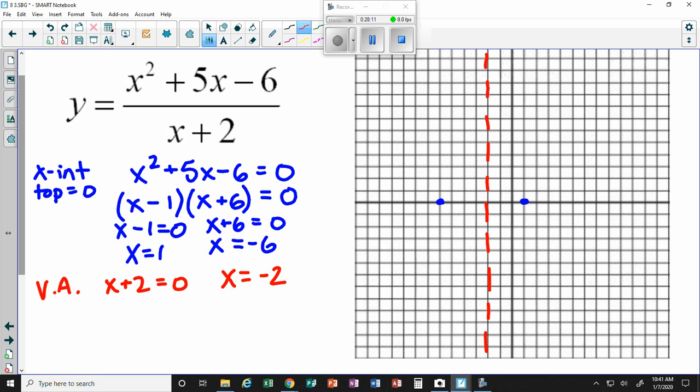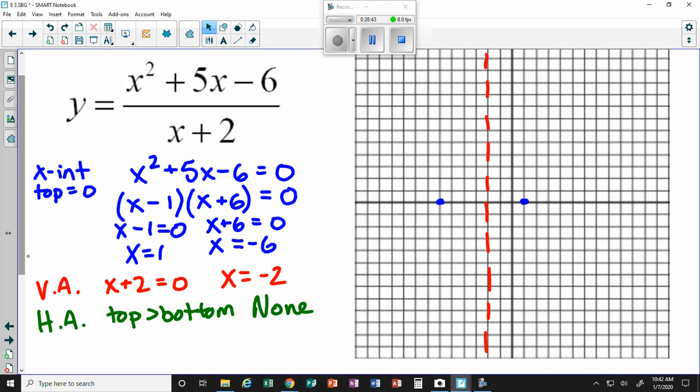Horizontal asymptote. You've got to look at the degree on top and the degree on bottom. What's the degree on top? 2, that's the power. What's the degree on bottom? 1. When the degree on top is greater than the degree on bottom, there is no horizontal asymptote. None. That's the rule. You got to know those rules.